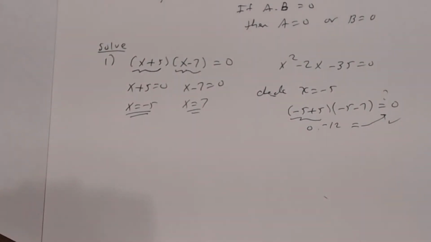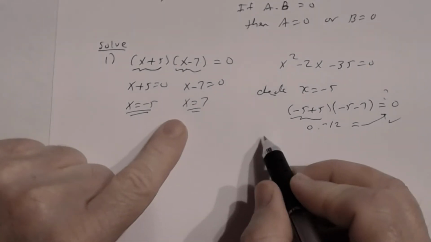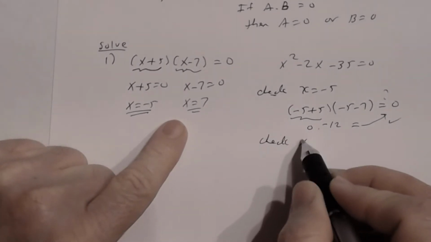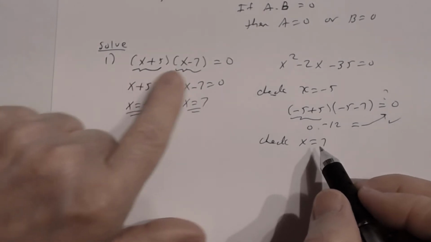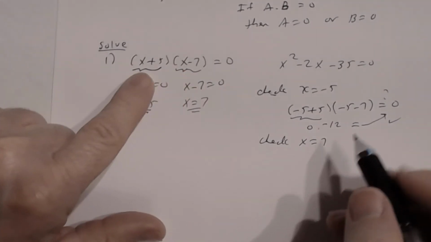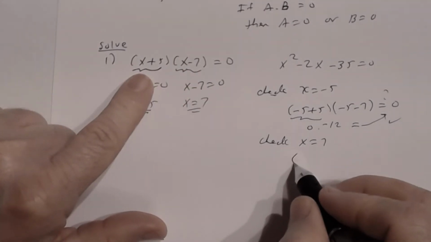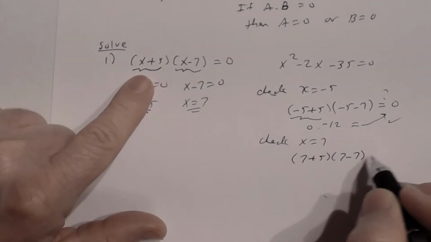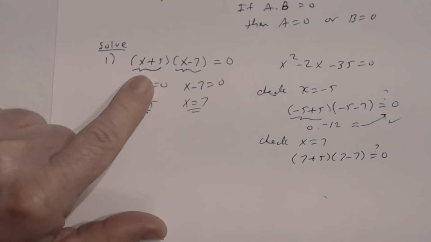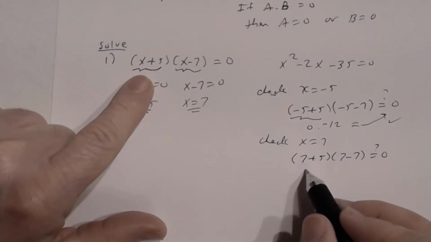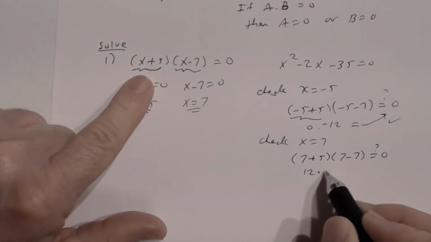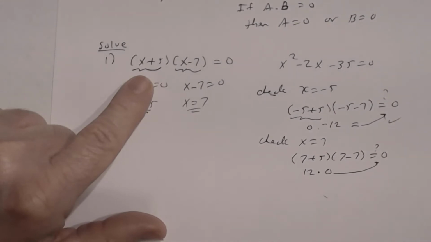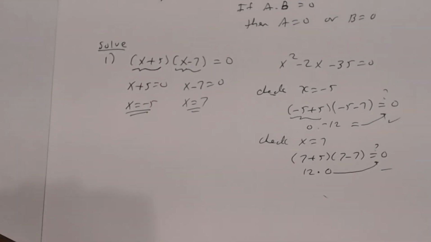Yes. All right. And if I do the same thing with 7, if I check x equals 7, I'll go back to the original, and wherever we see the variable x, I substitute 7. I get 7 plus 5 times 7 minus 7, and I will see that's equal to 0. And it is, because 7 plus 5 is 12, and then 12 times 0 is 0. Okay? All right, so that's basically what's going to happen.